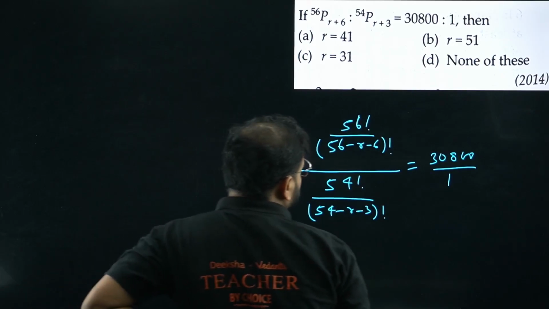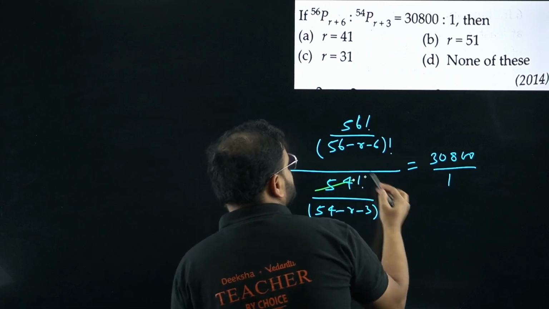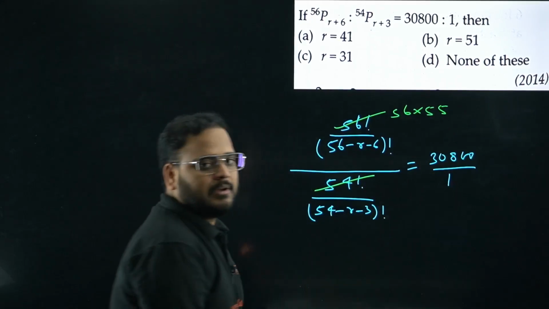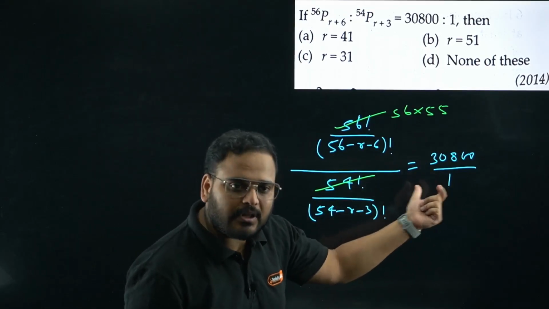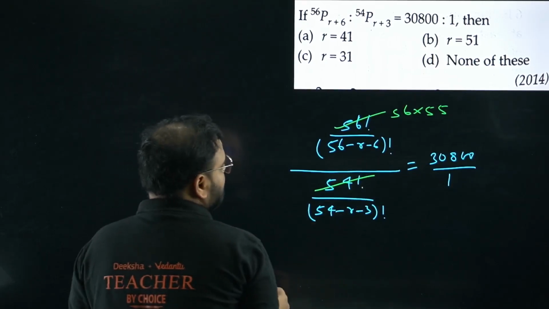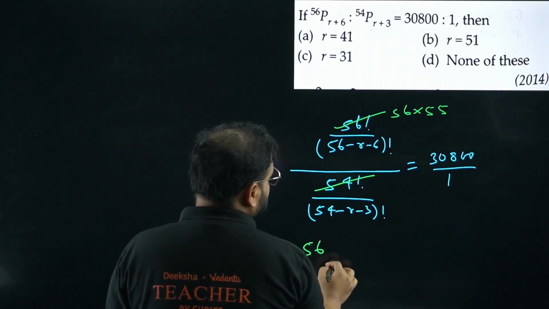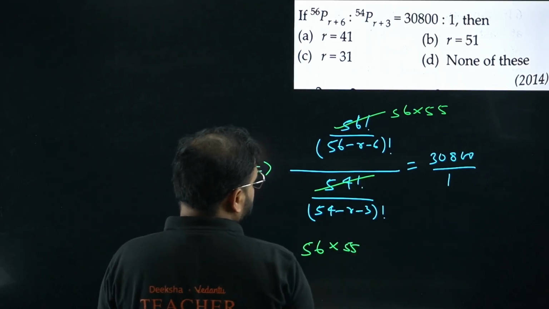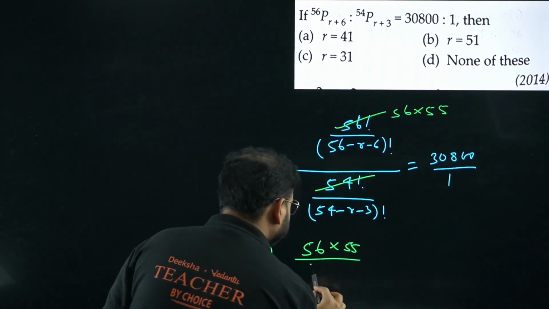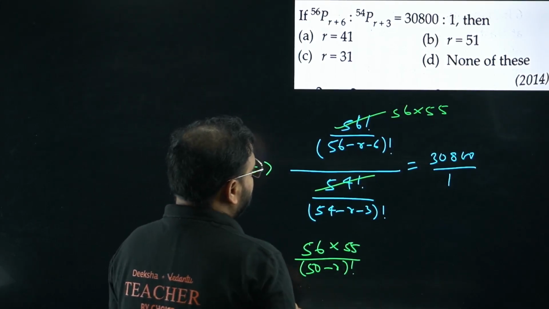Now see the cancellation of terms. I divide by 56 into 55, since I can write 56 factorial as 56 into 55 into 54 factorial, which can be cancelled. Now, what about the other term? My next step will be 56 into 55 divided by, please check, what is this term going to be? 56 minus 6 is how much? 50 minus r factorial.